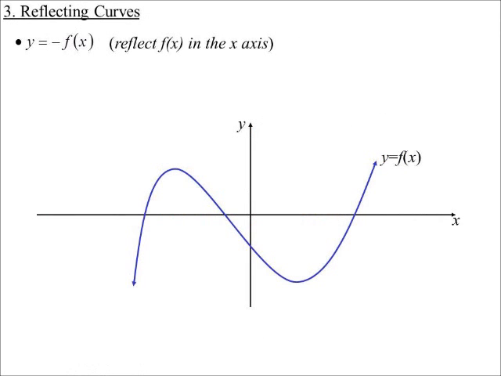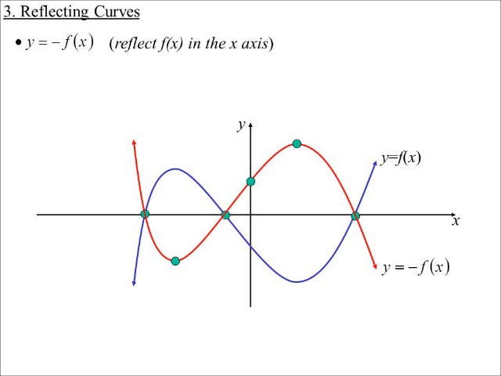Y equals negative function x. So that's where we reflect in the x-axis. So there's a random curve. If I wanted y equals negative function x, well, let's have a look at the key points. They're all going to reflect through. There we go. And we get y equals negative function x.